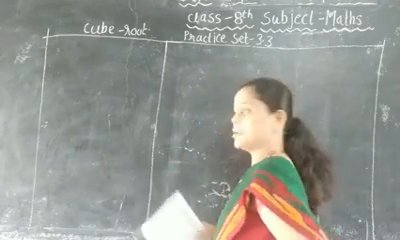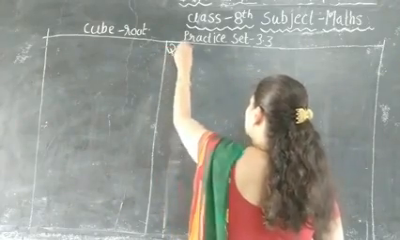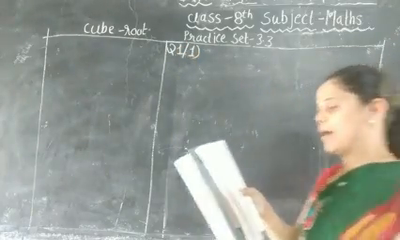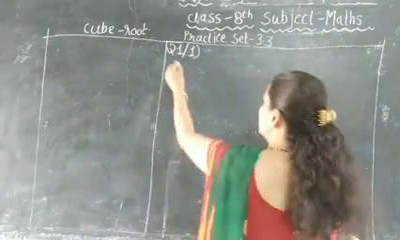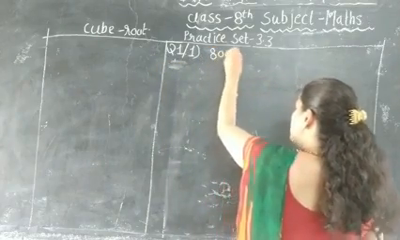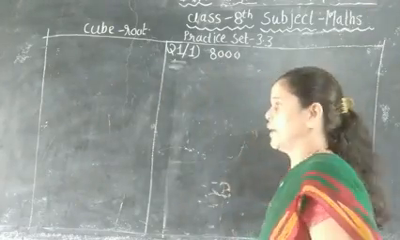So, what is question number 1? Question 1 of 1. Find the cube root of following numbers. First is 8,000. That means we have to find the cube root of this number 8,000.